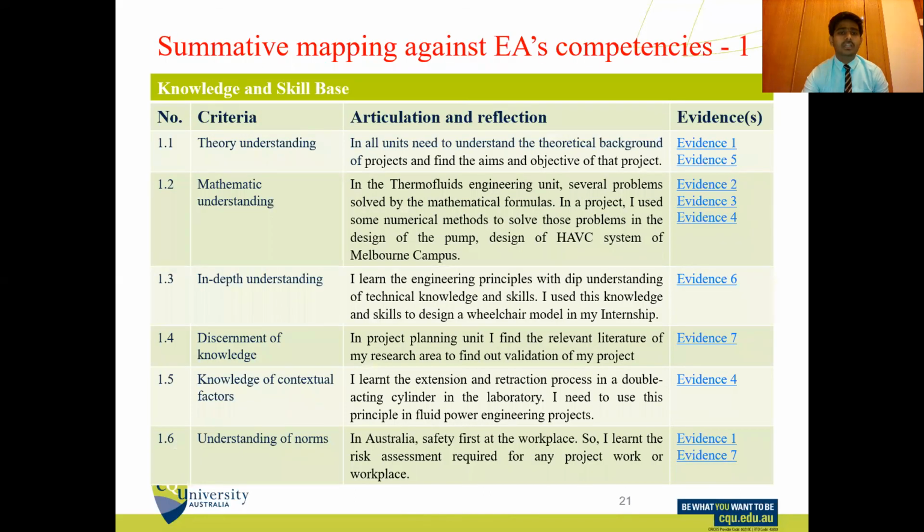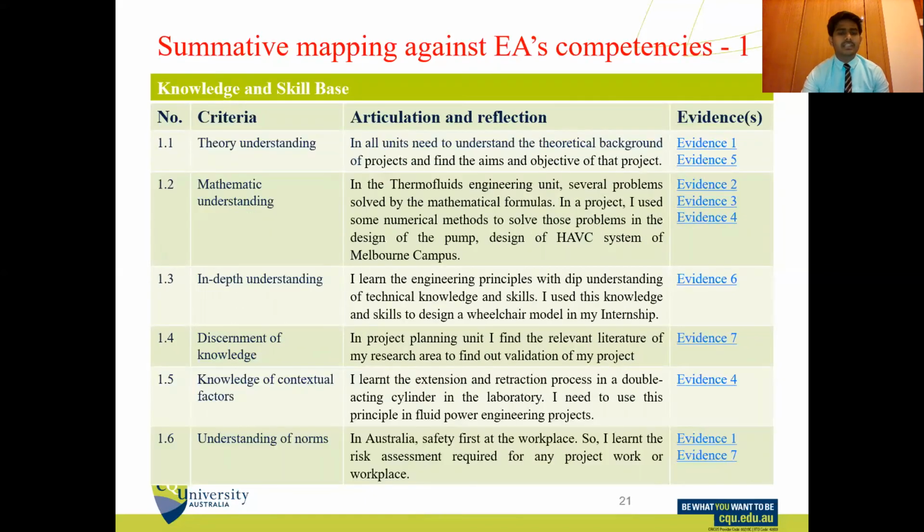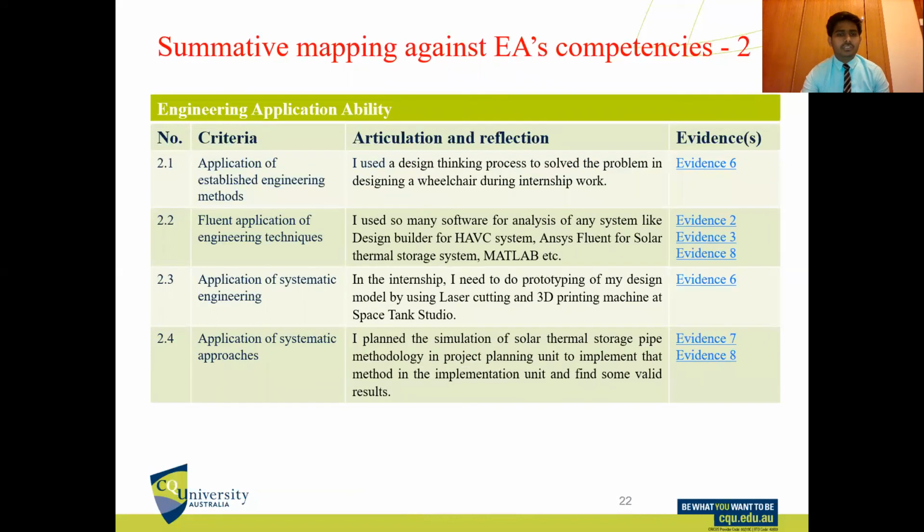Now I'm moving on to the summative mapping against the A1 competency. In this competency, there are three parts. First is the knowledge and skill based part. In this part, there are 6 different criteria, and I provided evidence for those criteria and fulfilled the criteria of the EA1 competency.